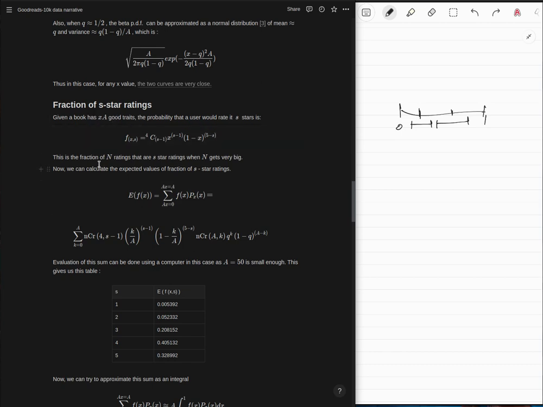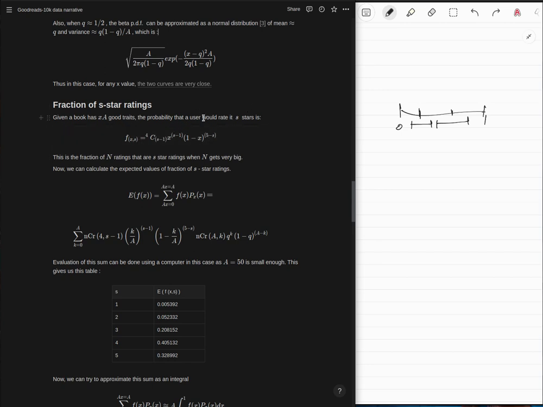You have A Bernoulli trials, and small s is not in the reals, it's in the integers, of course. It's just 1, 2, 3, 4, 5, right? This is the fraction of capital N ratings that are S star ratings when N gets very big. So this is for one user. If one user rates it, what's the probability that you would get small s stars? You just get this thing.